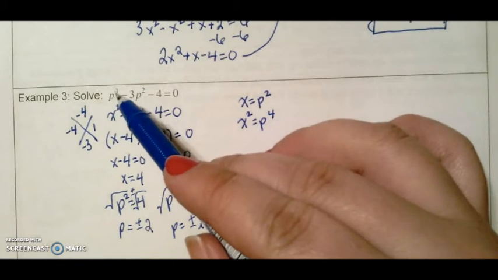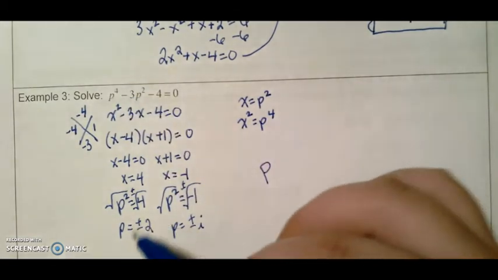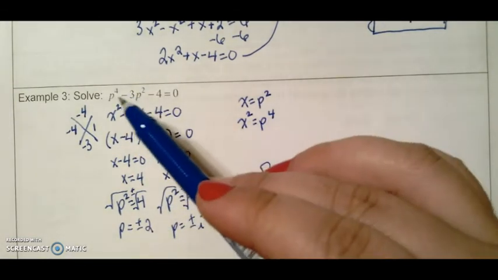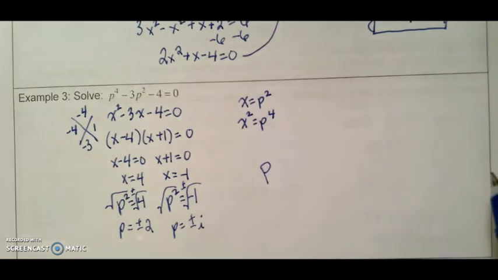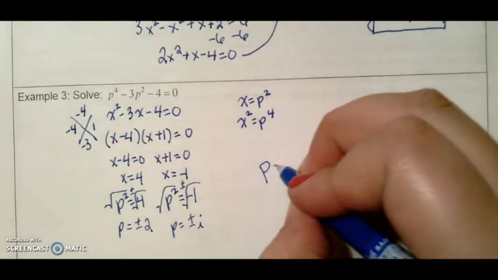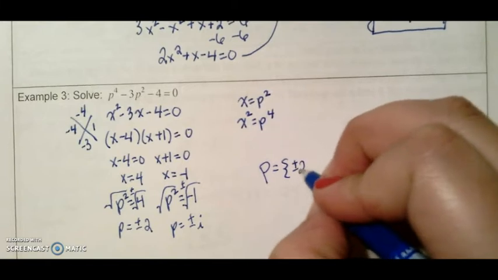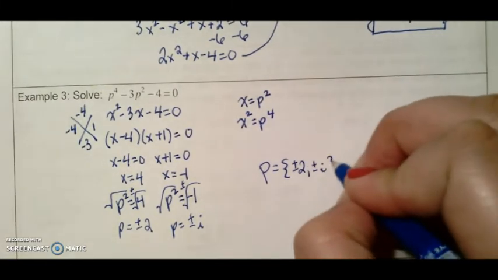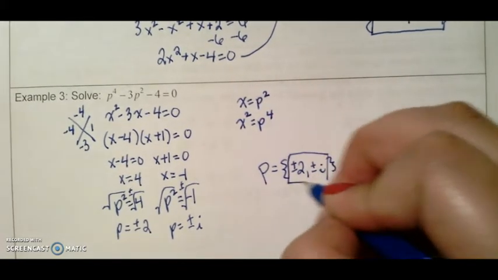But notice the degree here was 4, and we ended up with 4 answers. Whatever the degree of our equation is, and we've mentioned this before, that's the most number of solutions we could have. So P could be plus or minus 2 or plus or minus i. And again, that's 4 solutions.